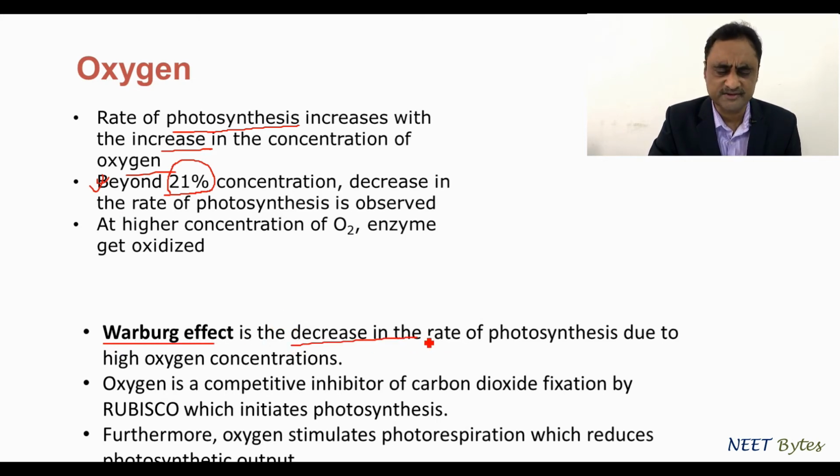What exactly is it? It is the decrease in the rate of photosynthesis due to high oxygen concentration. And we know very well why there is a decrease in photosynthesis, because oxygen is a competitive inhibitor of carbon dioxide fixation by Rubisco, because at higher oxygen it shifts to oxygenase activity leading to photorespiration, and there is a photorespiratory loss. So that's why the photosynthetic yield decreases. So with more and more oxygen, the yield of photosynthesis is going to decrease due to the prominence of photorespiration, okay. So this is all as far as the Warburg effect is concerned.